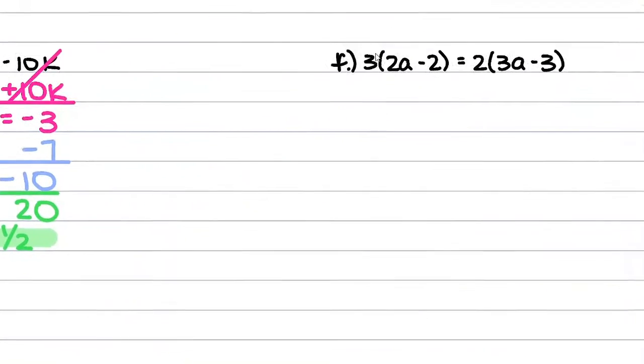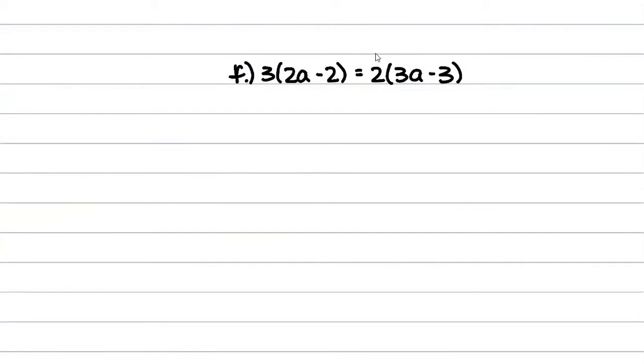For F, we have 3 times 2a minus 2 is equal to 2 times 3a minus 3. So I'm going to distribute this 3 as well as distribute this 2. So 3 times 2a is 6a. 3 times negative 2 is negative 6. The 2 times 3a is 6a. And the 2 times negative 3 is negative 6.